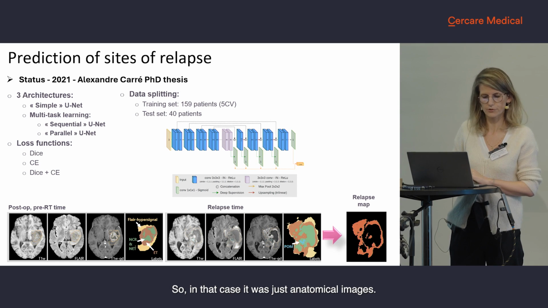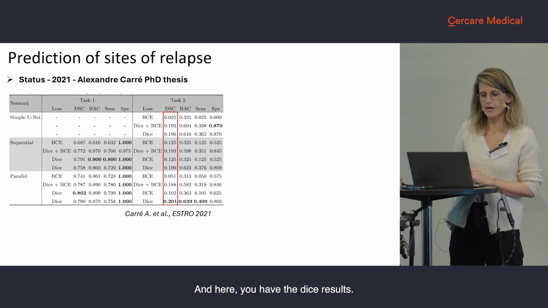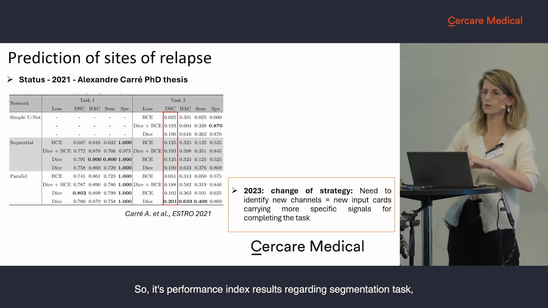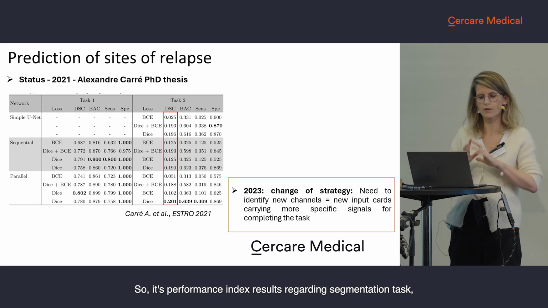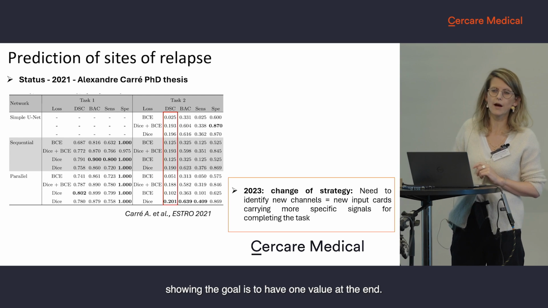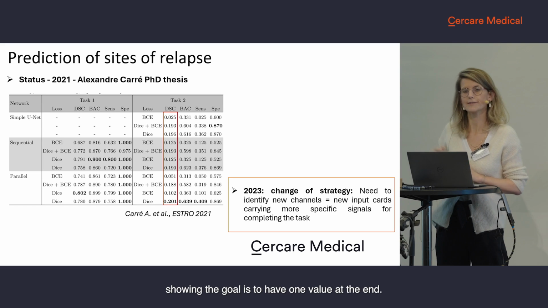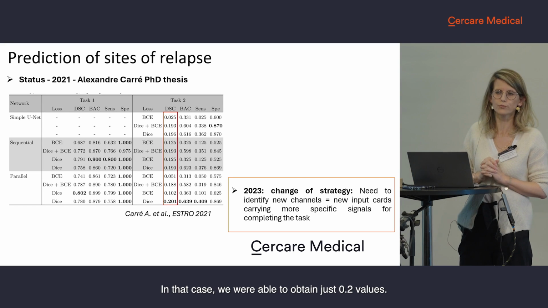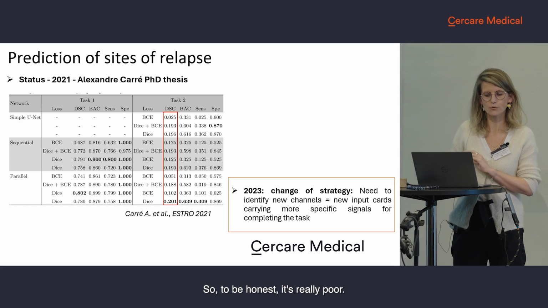So in that case, it was just anatomical images. And here you have the results. Here are the DICE results. So it's a performance index regarding the segmentation task, where the goal is to have a value of one at the end. And in that case, we were able to obtain just 0.2 values. So to be honest, it's really poor.